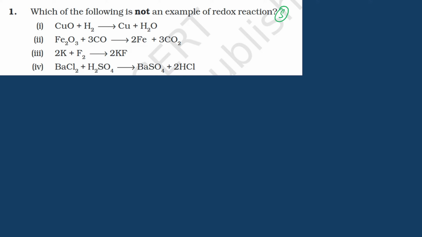Which of the following is not an example of a redox reaction? The first one, CuO plus H2 giving you Cu plus H2O. The deal with this is, कि कब होगा कब नहीं होगा, यहाँ पे "not" लिखा है. Write down the oxidation states. यहाँ पे copper का 2 plus था और plus 2 and यहाँ पे 0 है. So this clearly is a redox reaction, hence not the answer.